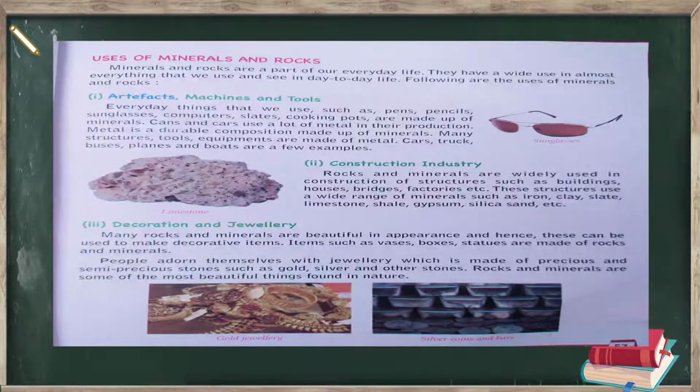Now the third one is decoration and jewelry. For making jewelry we use metal, silver and other stones. Rocks and minerals are some of the most beautiful things found in nature, and items such as vases, boxes, and statues are all made up of rocks and minerals only.